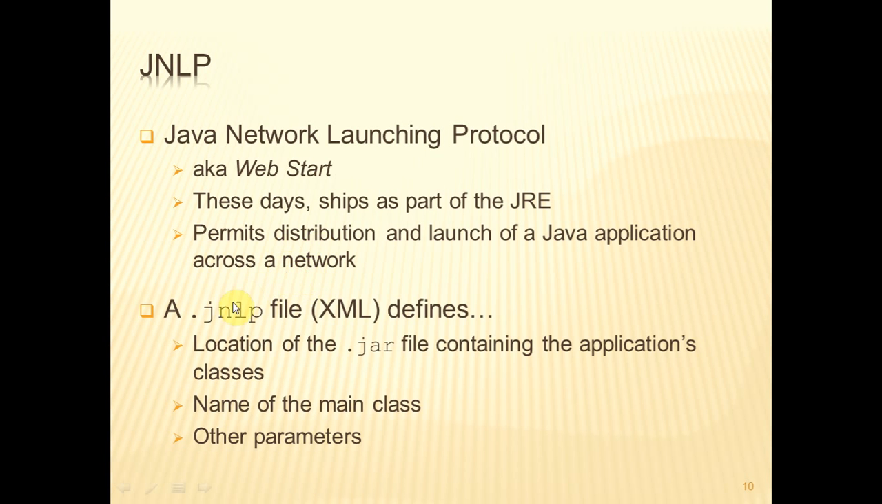And so what we do is set up a JNLP file, which is an XML file, which defines the location of a jar file, Java archive file, that contains all the application's classes. It also contains the name of the main class and some other parameters.